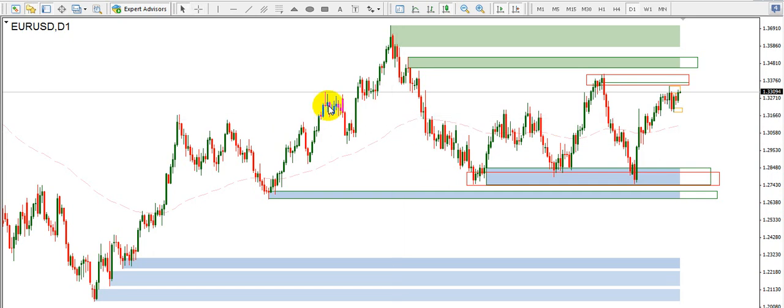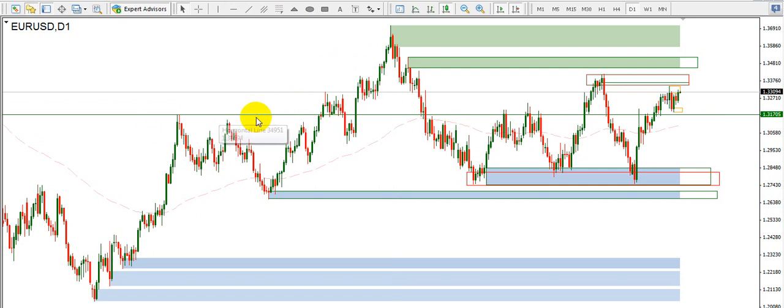They do work. Go for the main ones, the very obvious ones, just like supply demand. Go for the very obvious ones. So here, you've got a nice obvious support resistance level straight through there. See, resistance, support, support, resistance, resistance, support, resistance, support.